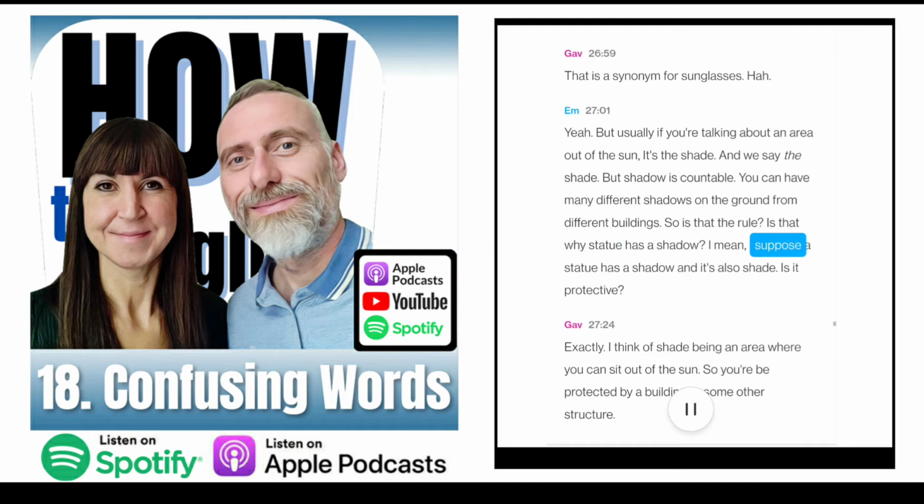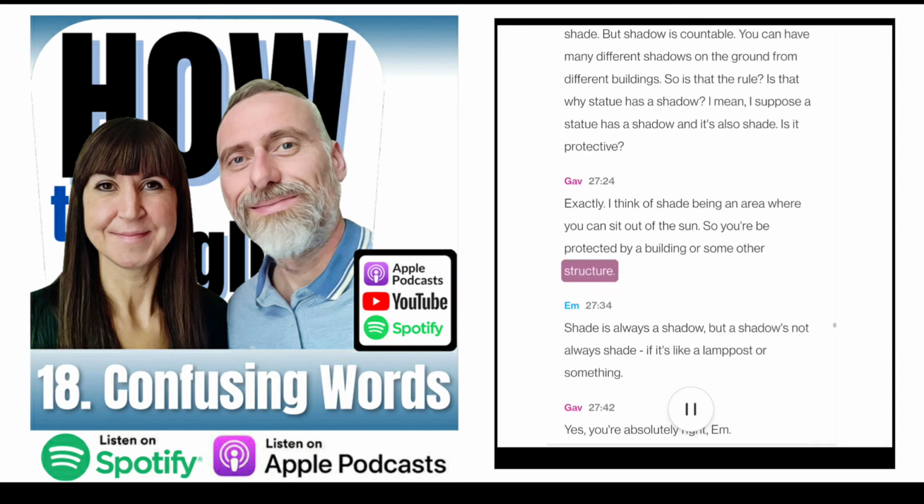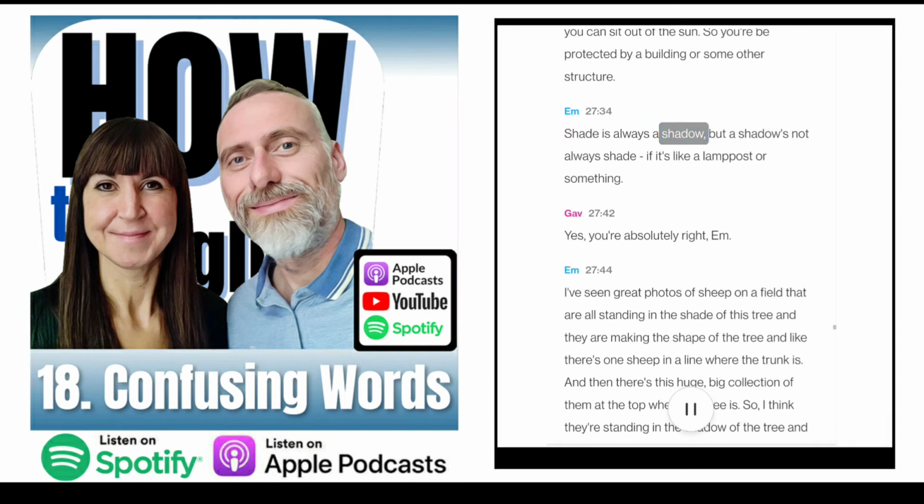I mean, I suppose a statue has a shadow and it's also shade. Is it protective? Exactly. I think of shade being an area where you can sit out of the sun. So you're protected by a building or some other structure. Shade is always a shadow, but a shadow's not always shade. If it's like a lamppost or something. Yes, you're absolutely right, Em.